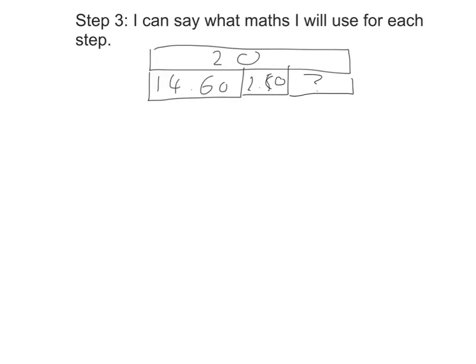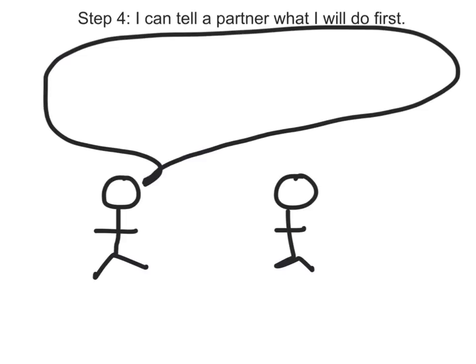Step 3 says I can say what maths I will use for each step. So, first of all, I know I'm going to have to add these two together. Once I've got that answer, whatever it might be, I'm going to have to take it away from 20. Because in that way, I can find out exactly how much change we have left over.